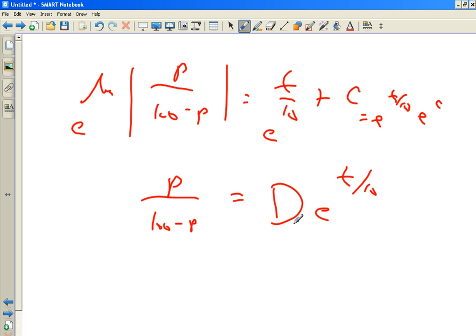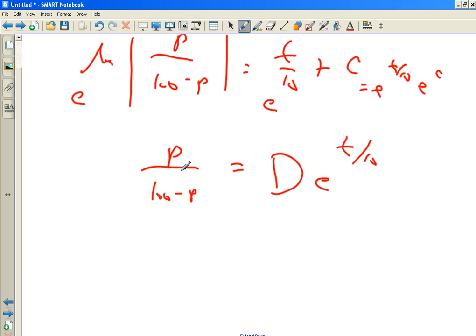All right, why don't we resolve the constant? How do you get d? Didn't they give you initial conditions? P of 0 was 200. So what goes in here? 200.